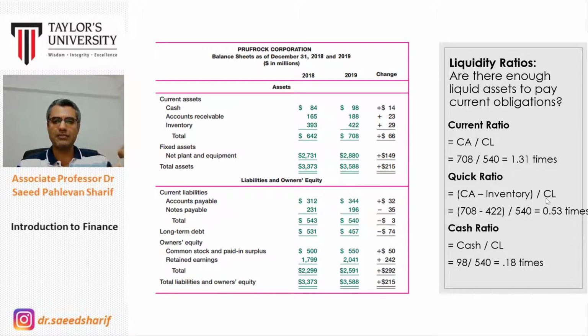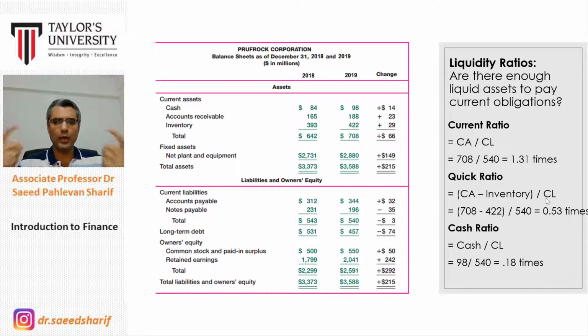So in this case, we have 0.53 times. This means, you see, it's totally different. For the current ratio, you got 1.31 times. Now you got 0.53 times, right? It's a totally different figure. So maybe now your interpretation has changed.